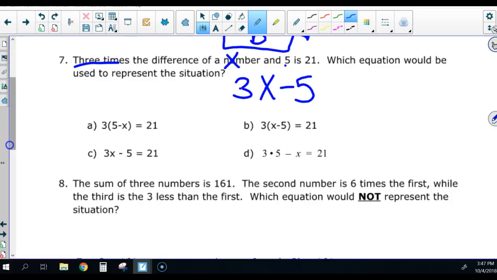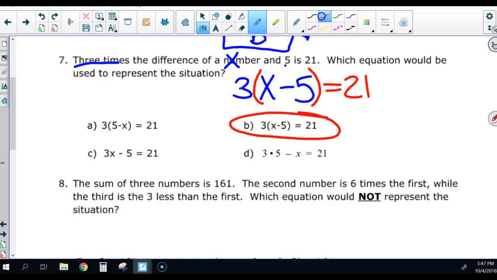Problem with this is that only the x is being multiplied by 3 here. I need everything being multiplied by 3. So we have to have parentheses. And that is going to be 21. No, not that one. That was the one. It wanted you to forget the parentheses. Don't forget the parentheses.